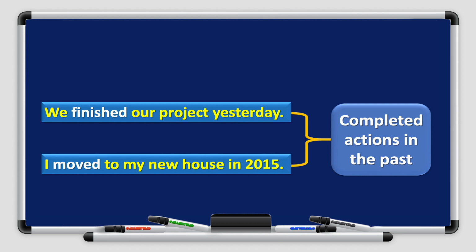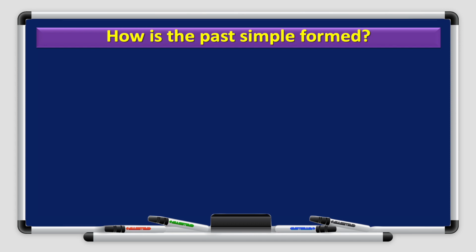I moved to my new house in 2015. These are completed actions in the past. You are done from these actions. So you're using the past simple here. Now, how is the past simple formed?